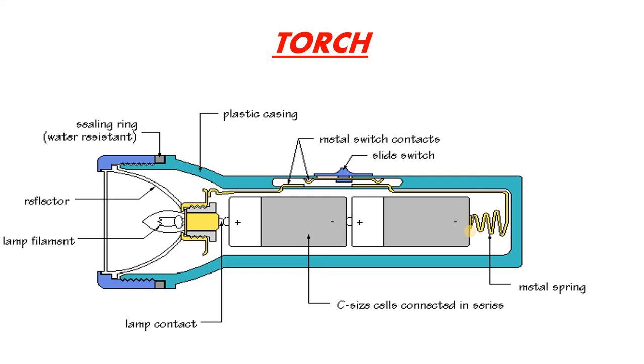Inside the torch, two or more cells are connected to the torch bulb through a sliding switch. Here you see, this is the sliding switch. You push the switch up and then down. Now, when the torch is needed to provide light, we close the sliding switch by pushing it forward. So the circuit gets closed and the bulb glows. You will understand it more clearly when you learn about circuits.